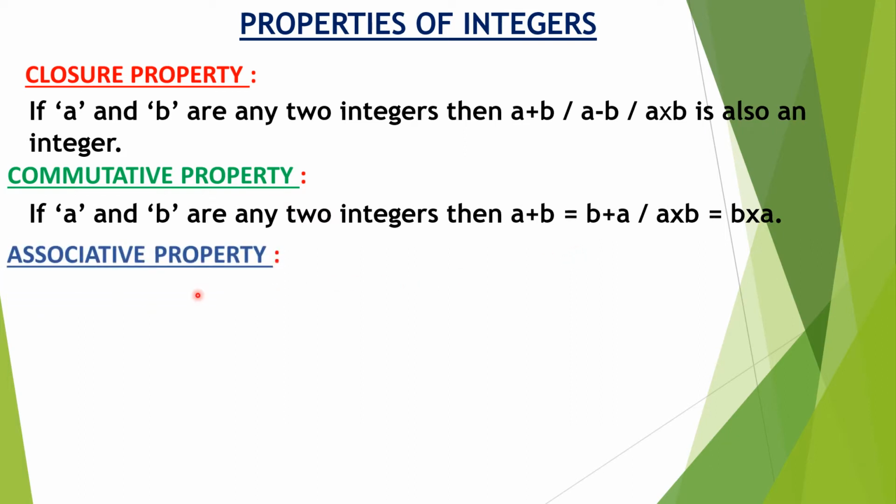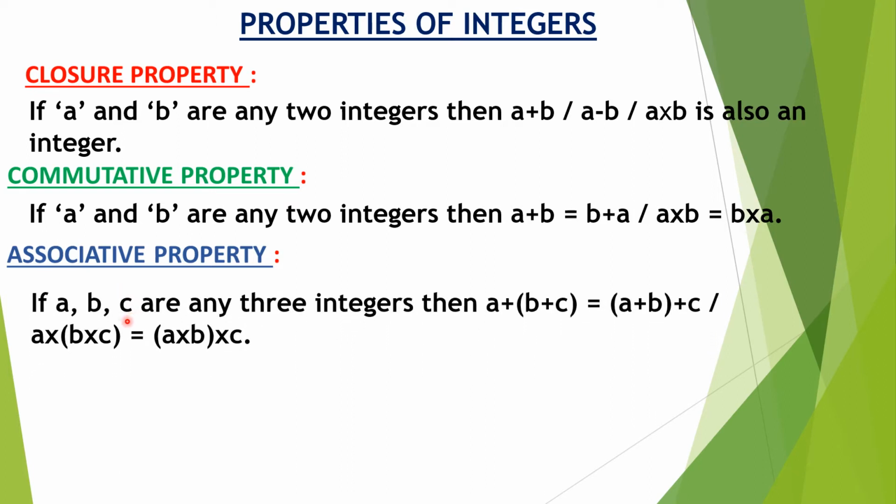Okay, let us see one more property, that is the associative property. If A, B, C are any three integers, then A plus B plus C equals A plus B plus C with the grouping changed, or A into B into C equals A into B into C with the grouping changed. This property is called the associative property. This associative property is satisfied under addition and multiplication. So this is also not satisfied under subtraction and division, like the commutative property.